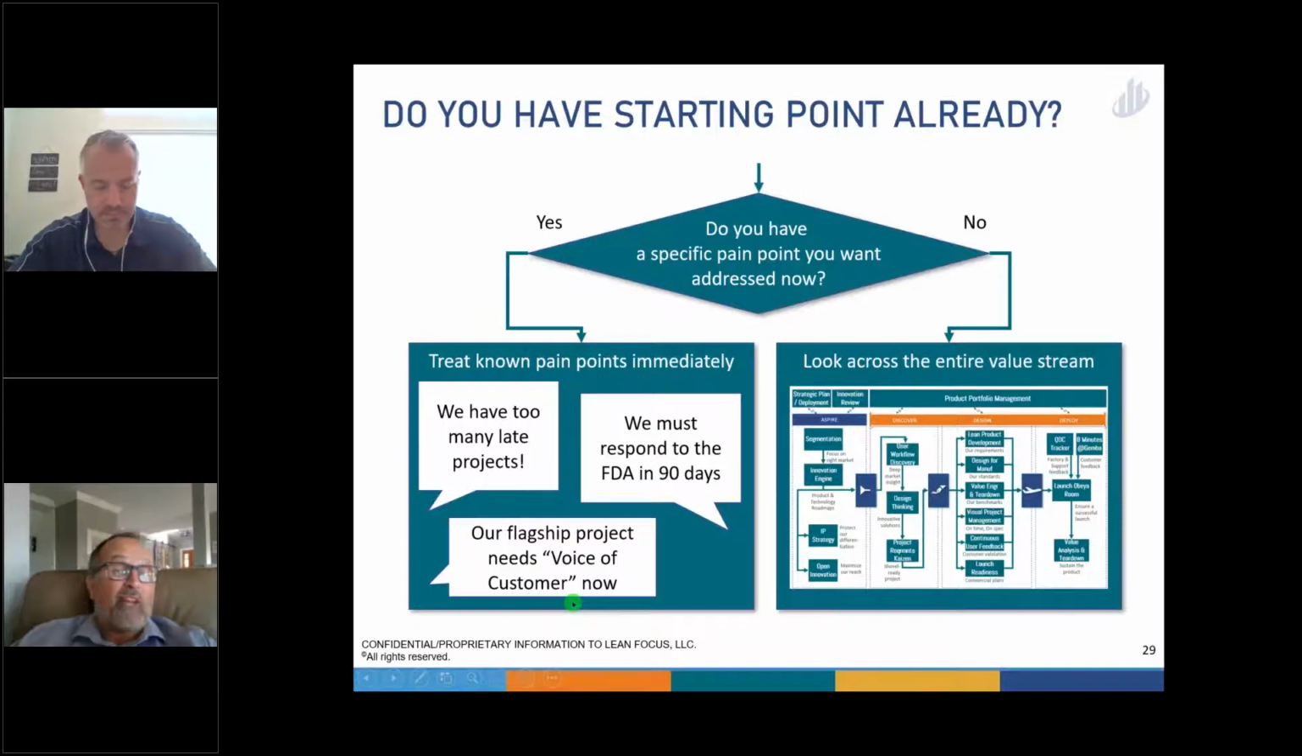Or we have a flagship product that has to go out now. I know it. What are we going to do about it? So if you have known pain points, we can help you with those. If we know the pain point, we can work with you. We'll pick the right tool, and we can get started right away. On the other hand, if you're not sure, if it's a lot of problems and you're not sure where to look, then the thing to think about is look across the entire value stream.